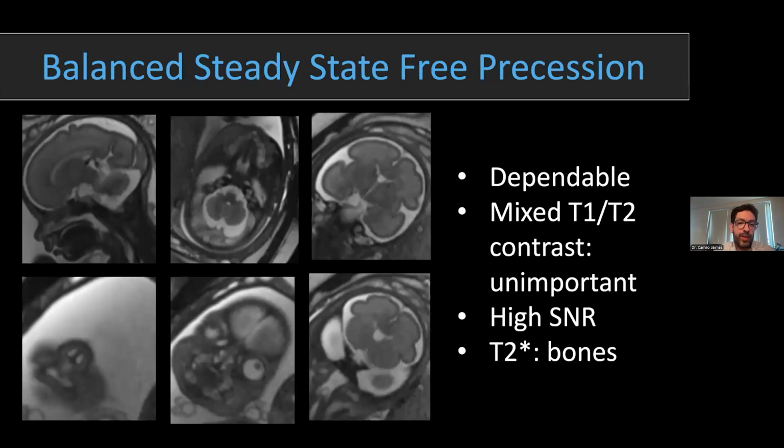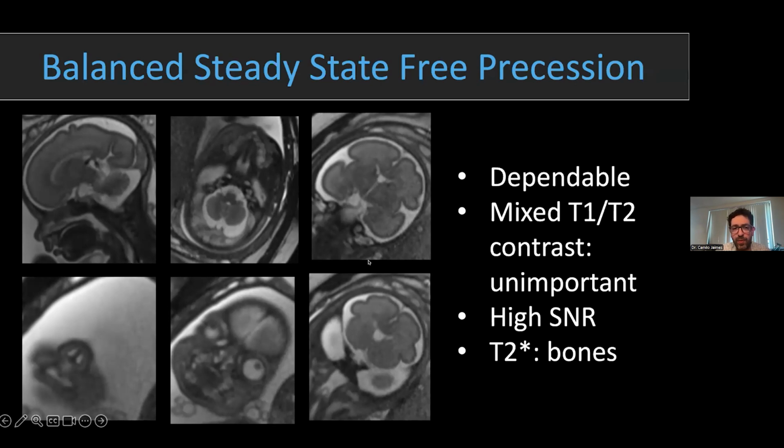The steady state free precession sequences, I like them because they're really dependable. The HASTE sequences can be affected by artifacts of various types. I think the steady state free precession are kind of impervious to that. They're high signal to noise. You can push the resolution. So I actually like them very much. And as I was saying, particularly in very young fetuses, they may still have good zonal anatomy of the brain. I am showing you that, in my opinion, barring some foreseen motion, either of mom or fetus.